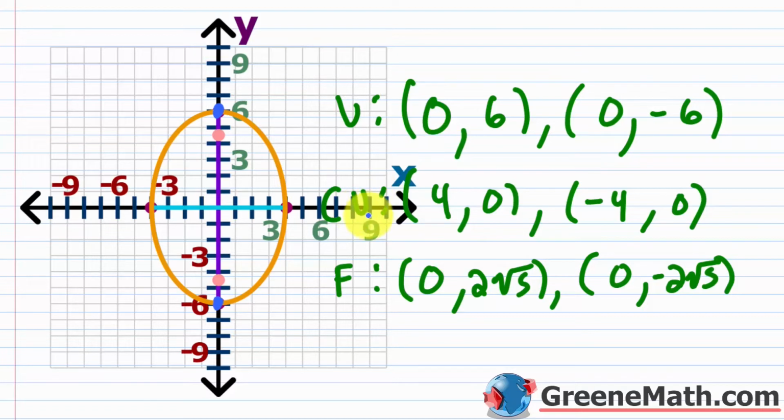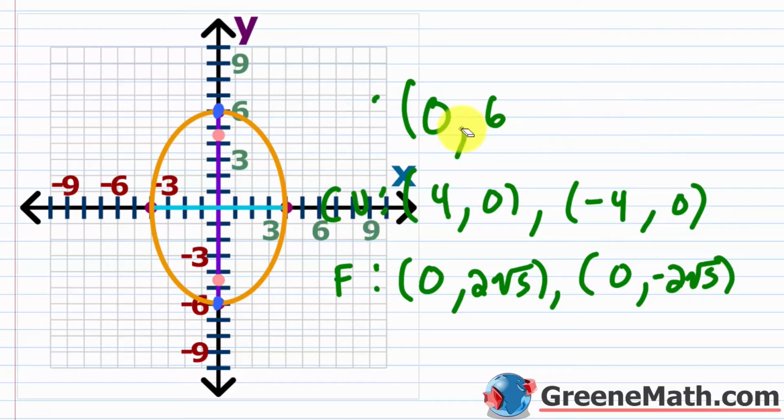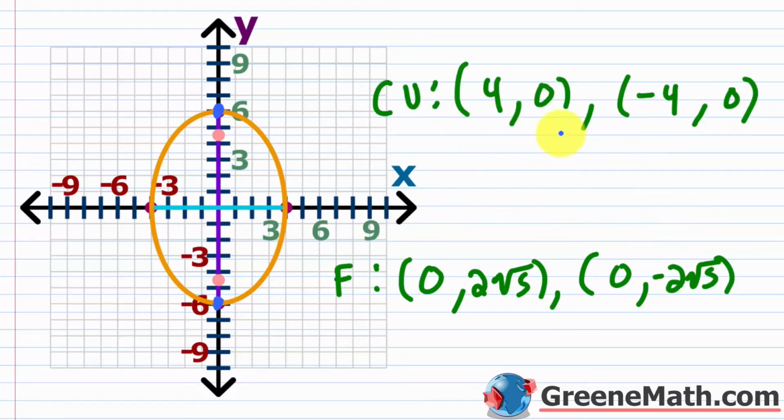Then the covertices, I don't know if this is readable here. Let me just erase this and I'll move this up. You've got 4, 0 and negative 4, 0. So those are your covertices. Again, that's the label we give for the endpoints of the minor axis. This one's shorter than this one. So let's get rid of that.